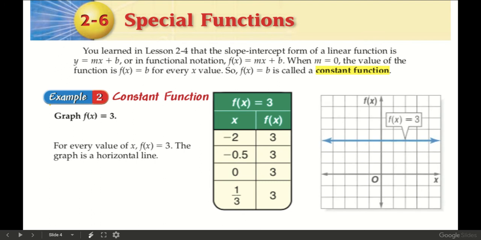So what does that look like on a graph? It looks like this horizontal line. Again, no matter what my x value is left or right, my y value or my f of x value will always be 3, which makes a horizontal line.